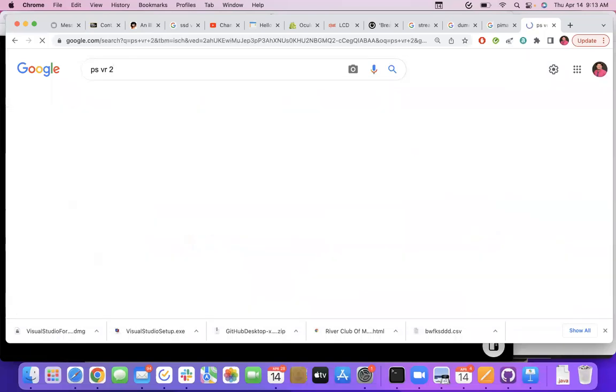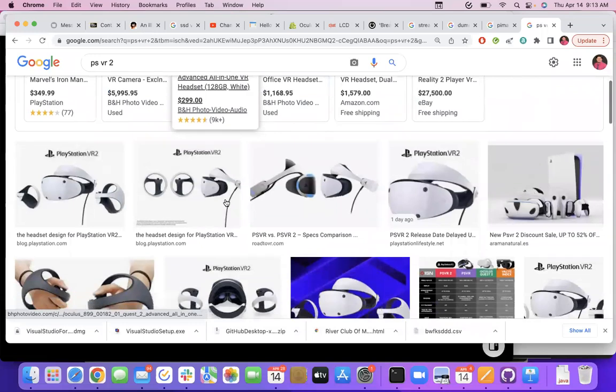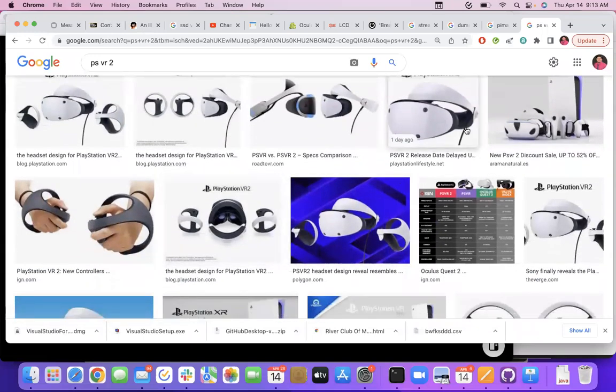And PSVR 2, let's see if we've got a picture of that guy. There are definitely renders of it. Oh yeah, this is the PSVR 2. Same thing, we have this cable. It's not out yet, but PlayStation VR 2 will also be a PC or PlayStation required headset. It will not be wireless. It won't be standalone, so I wouldn't call it a mobile device.